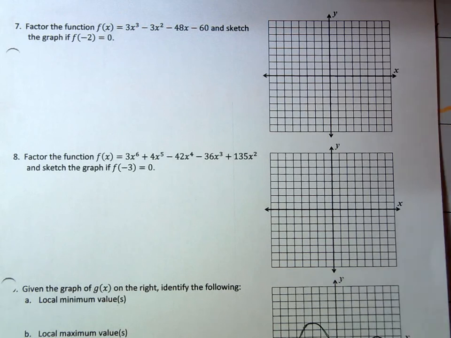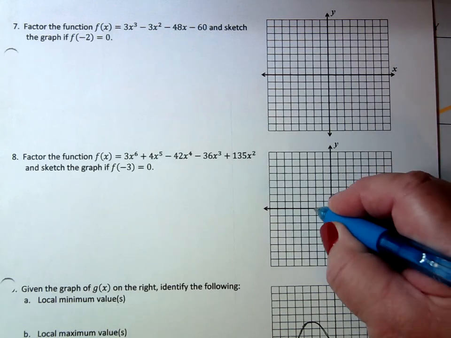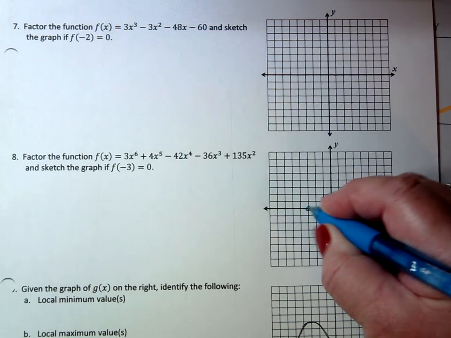Number 8 is the harder of these next two. Number 7 and 8. Let me do the hard one. This one, they say factor the function, and then sketch the graph, and f of negative 3 equals 0. They're telling one of the places that it crosses through the x-axis. It crosses through at negative 3. So 1, 2, 3, here it is. That's this place, negative 3, 0.